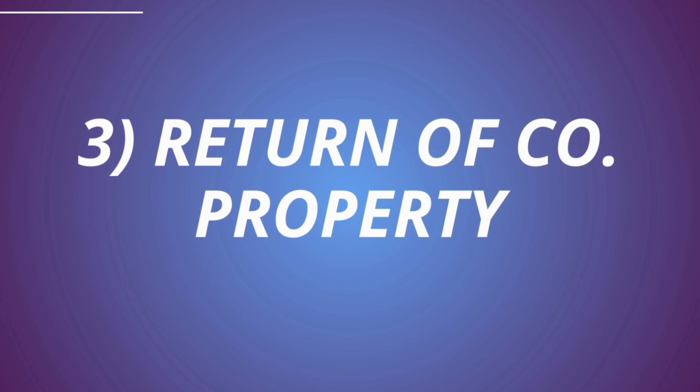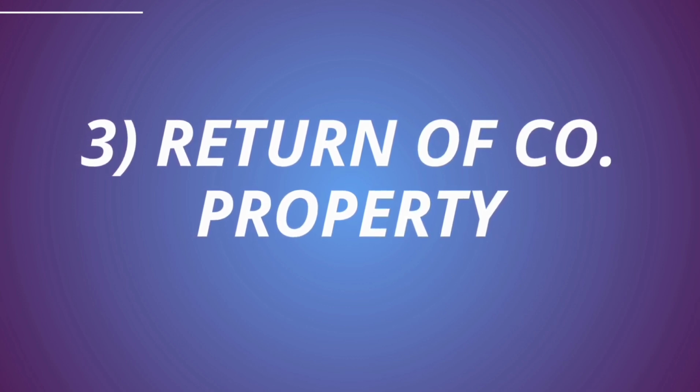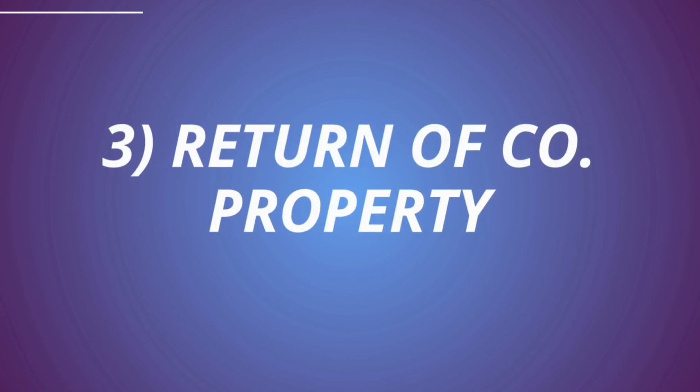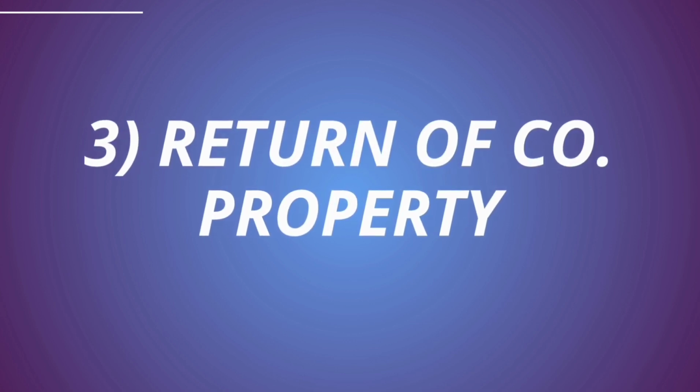Now next is return of company property. Now we need to collect the company owned property from departing employees, such as laptops, access cards, keys, and other equipment. Ensure that all items are accounted for and update relevant records. Right? All the items should be submitted at a proper place. It should not be like you have taken it from the employee and kept it in your drawer and there is no record. Right? So we need to make a proper record. We need to account.